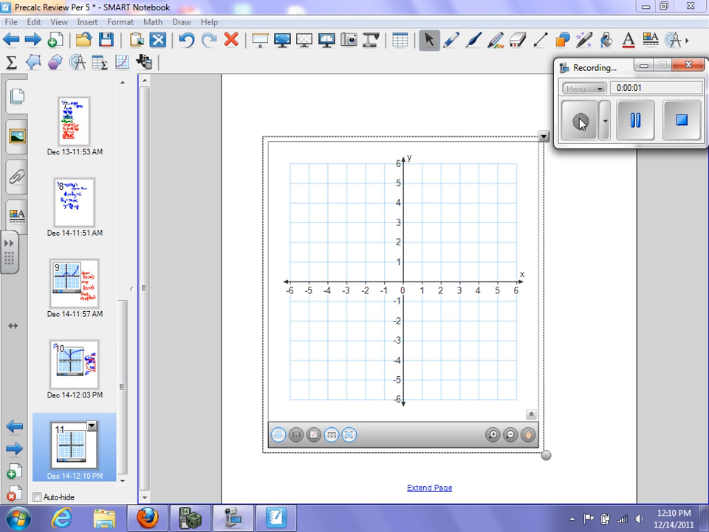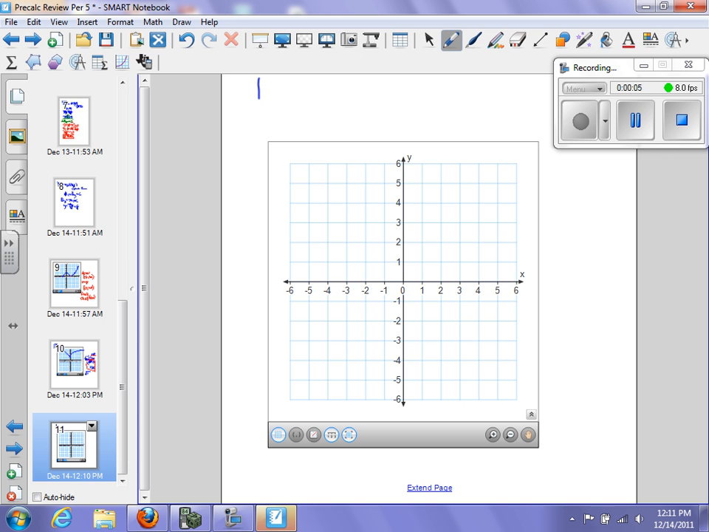Problem 55, it says graph the function 1 over x. So graph that function. If you're given a problem like this, I don't really care if the graph is 100% accurate, right? I want to know whether you know your library of functions, right? And this is the reciprocal function.